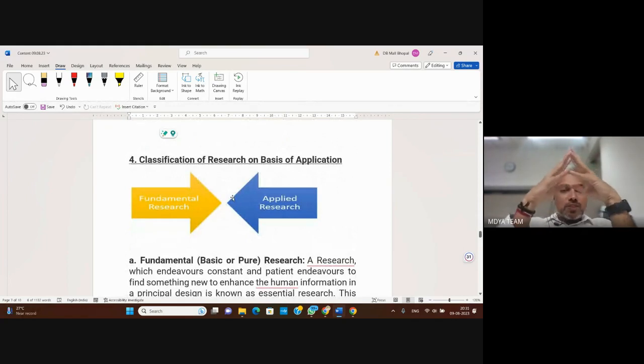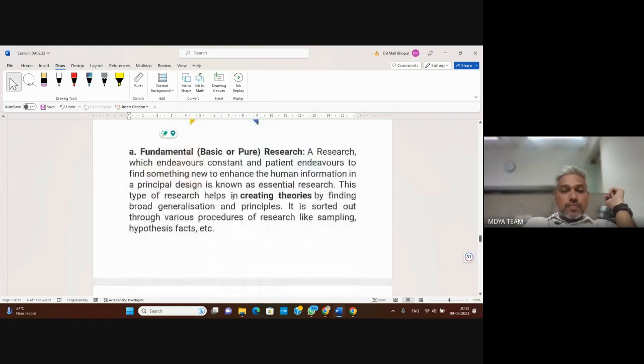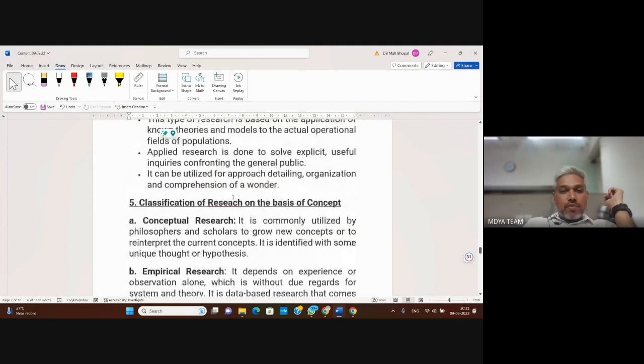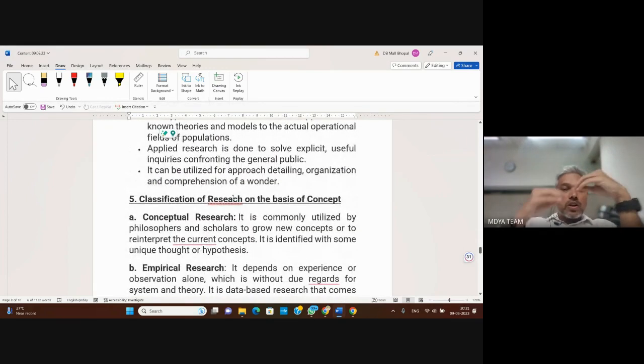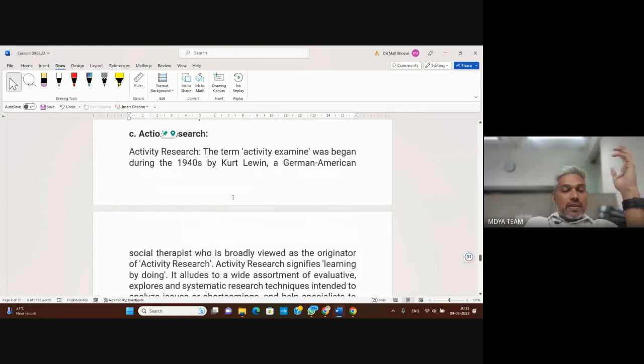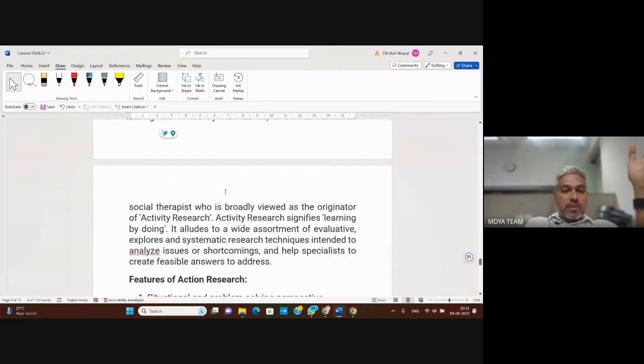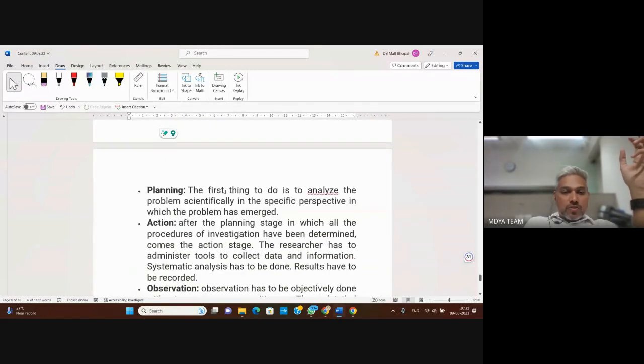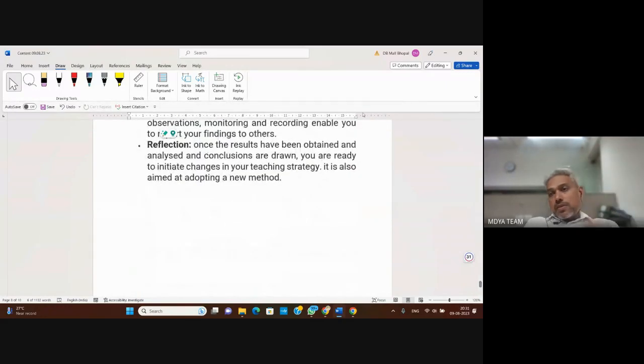Fourth one was basis of application. On the basis of application, two types of research come: one is fundamental, second is applied. And fifth was on the basis of concept. On concept, there are two types of research: conceptual research and empirical research. And the last one was action research. Action research we have already discussed. So this is all about today's class.